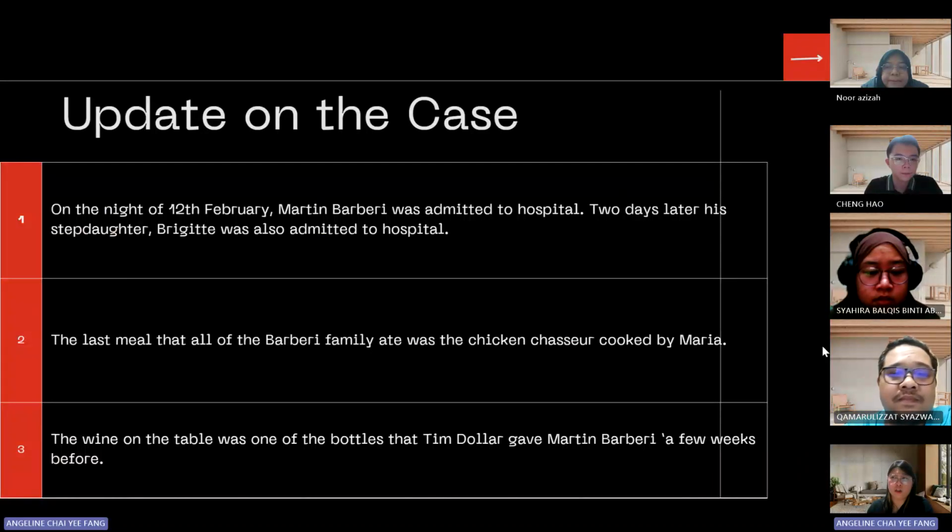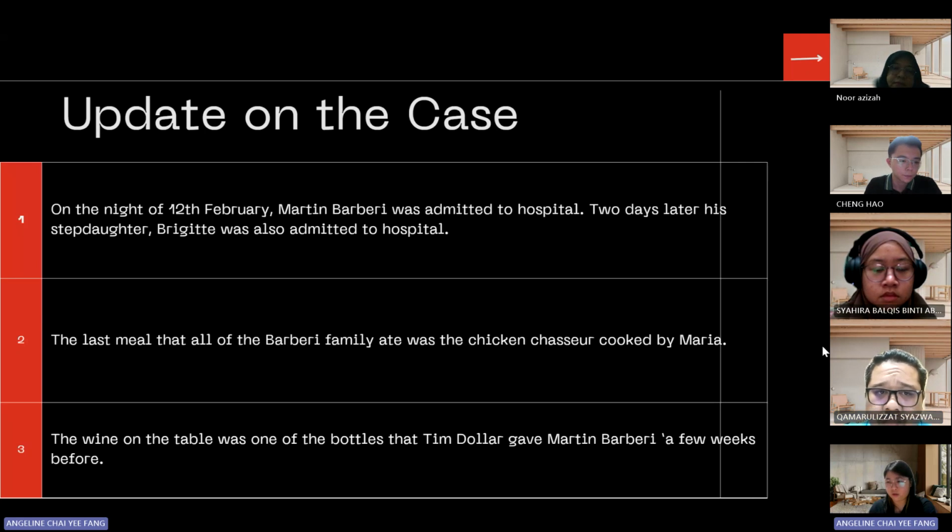Ladies and gentlemen, we actually received more updates on the case to update all of you. A few days ago, on the night of 12 February, Mr. Martin Burberry was admitted to the hospital, and 2 days later, his stepdaughter Bridget was also admitted to the hospital. And the last meal that all of them have eaten was the chicken chaser cooked by Maria.